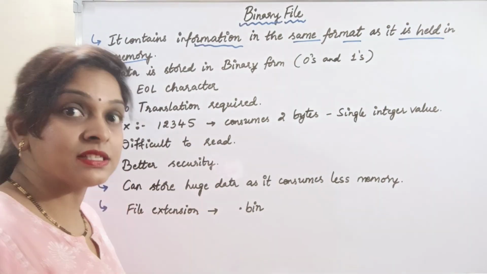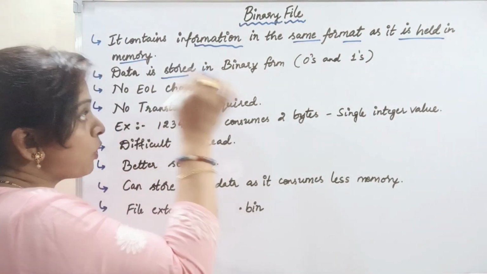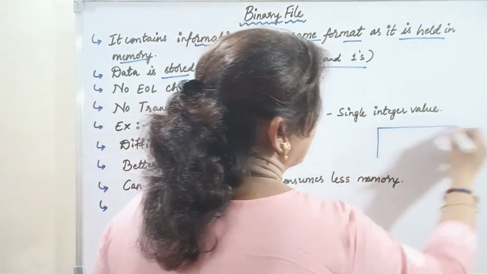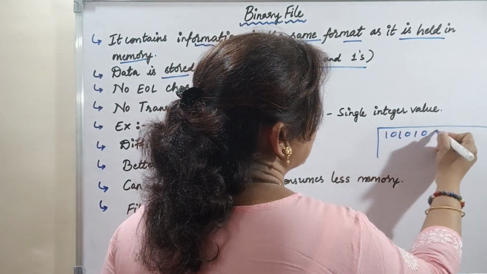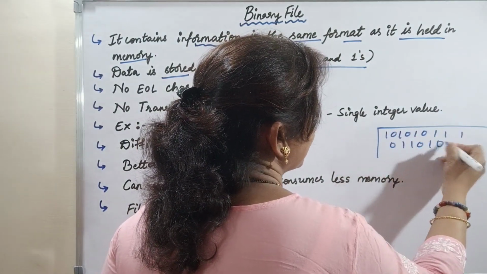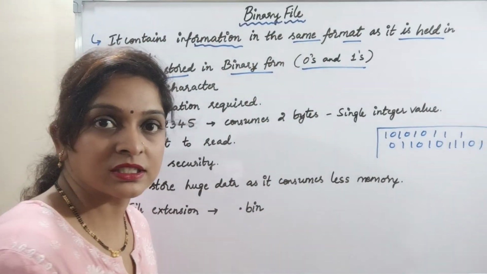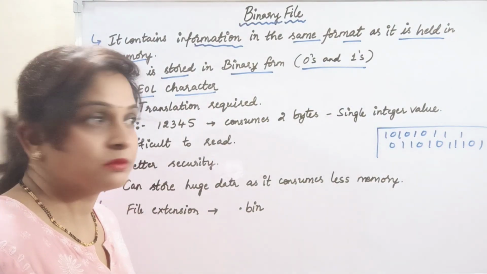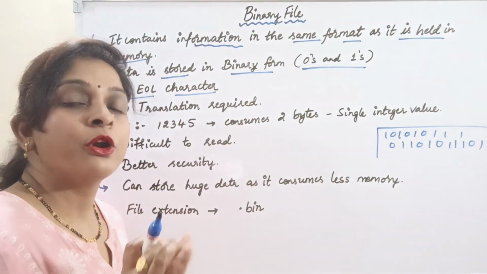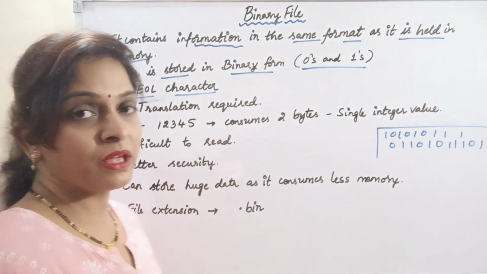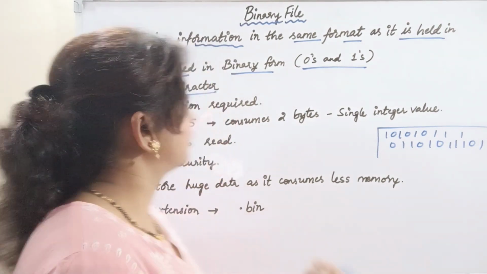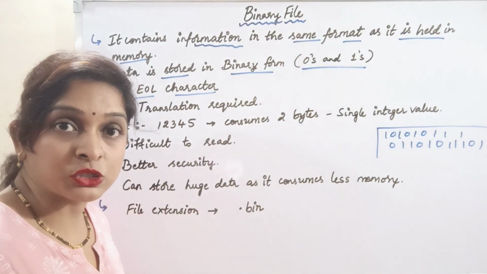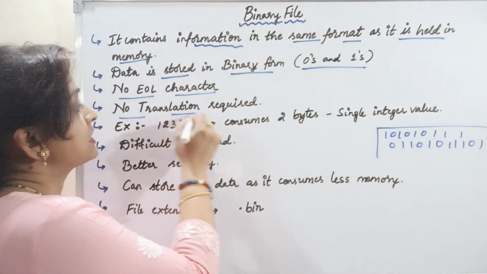So it is going to contain the same data also, and it is stored in the binary form, that is zeros and ones. So if I have a binary file, that binary file contains data like this in zeros and ones. No EOL character, that is end of line character. As it is in the binary form itself, no additional character is to be inserted. So end of line character is not required, and when it is not required, there is no translation also.